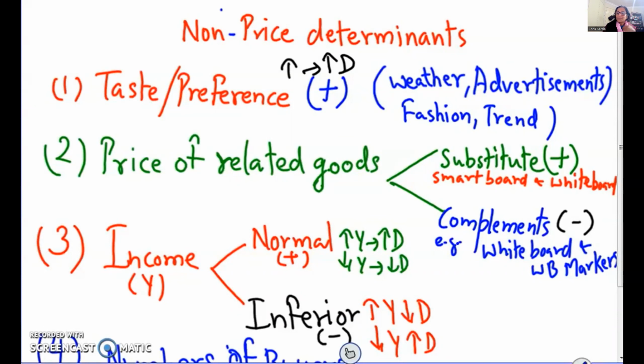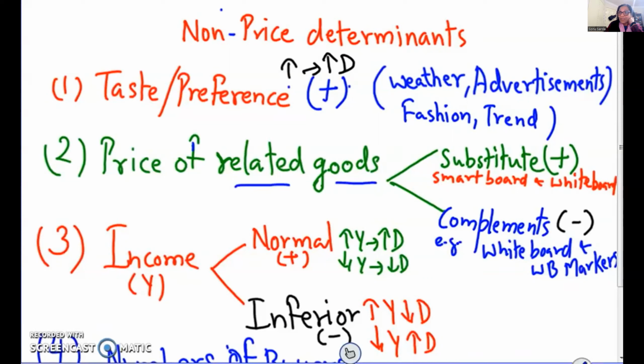If the weather is favorable, you want to buy more of a thing, possibly because that weather is favoring that taste. Because if it's very cold, maybe you want more coffee, hot beverages would sell. So the weather will have an effect on your taste and preference, and thus the demand will be affected. Likewise, even for advertisements, the more advertisements you see for something, the greater preference you have for it. And the next section is the price of the related goods.